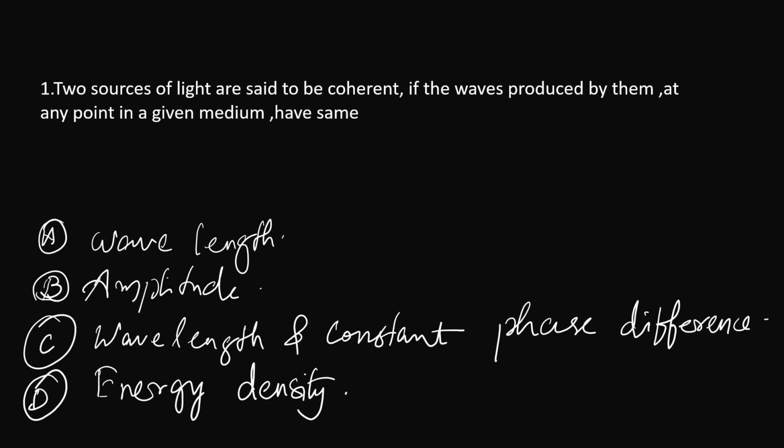Two sources of light are said to be coherent if the waves produced by them at any point in a given medium have same. Options are given. Coherent sources have same frequency, constant phase difference. Therefore, in a given medium, they have same wavelength also. So among the following answers, option C is the correct one. That is, they have same wavelength and constant phase difference.